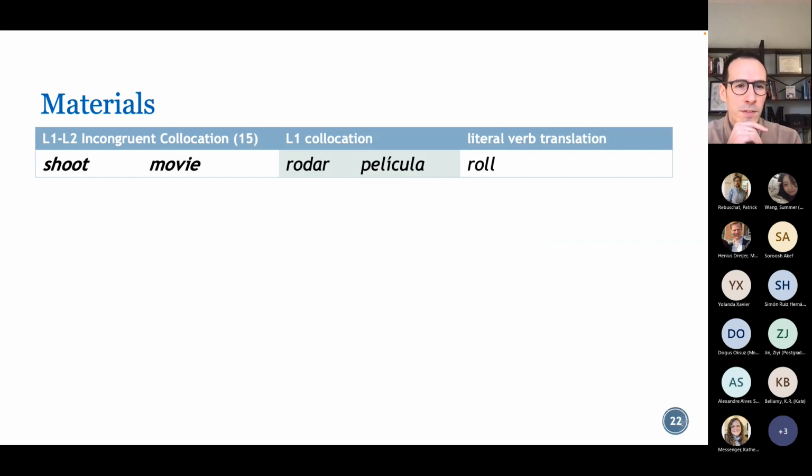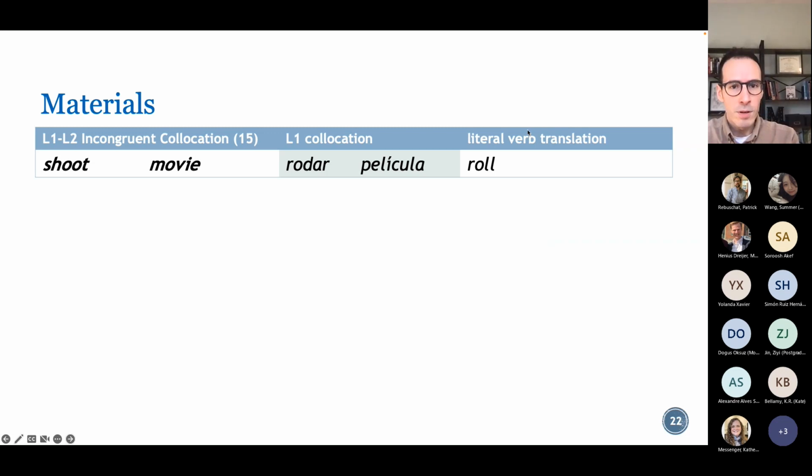And so just to give you an example of the materials, again, in this example of shoot a movie, that was one of the incongruent collocations they had to learn. Just to remind you, this is the Spanish equivalent, and as you can see, the verb is incongruent, very different from what we would use in English.